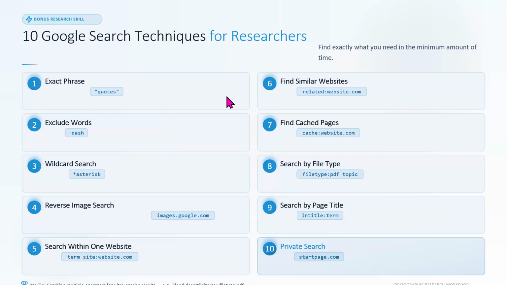You can search for the exact word of something. You put a dash before that. You can research images. You can research websites. You can research file type. All the stuff you can do with Google. We're going to play with Google a little bit also.